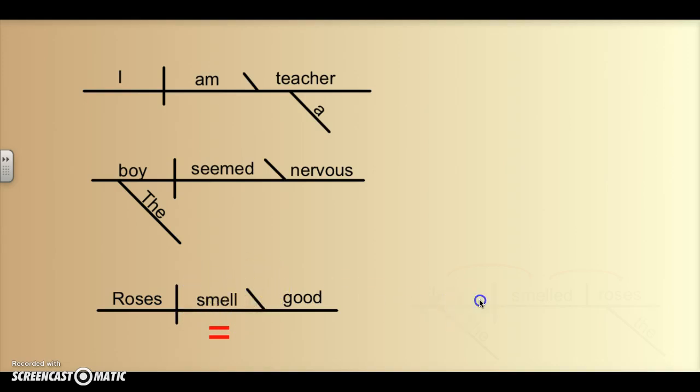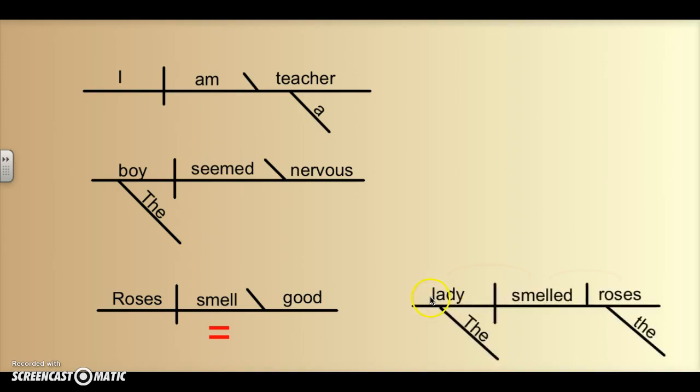For example, if I were to say, the lady smelled the roses, the being a modifier for lady and the for roses, I'm saying she is doing this to the roses. So make sure that if it is a linking verb, you have the leaning line where it's a state of being, but double check that it is not actually an action being done to something else, in which case it would be a transitive verb.